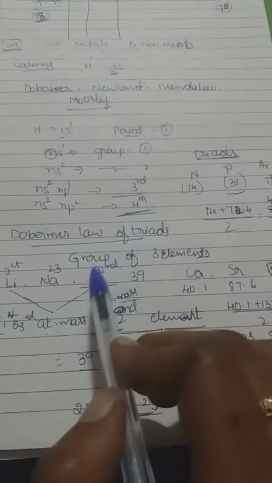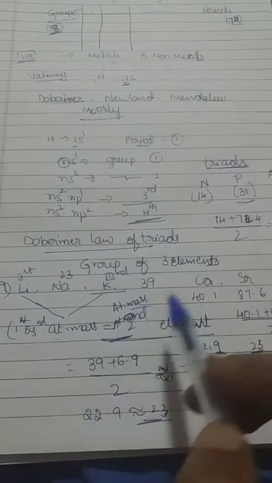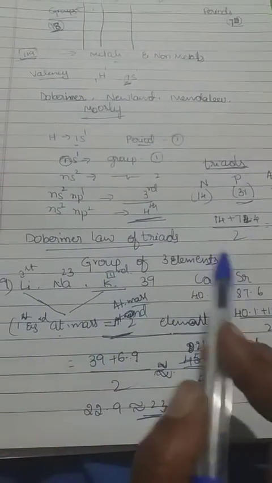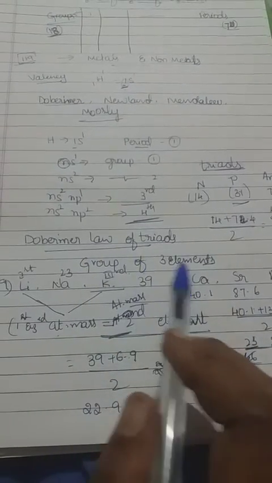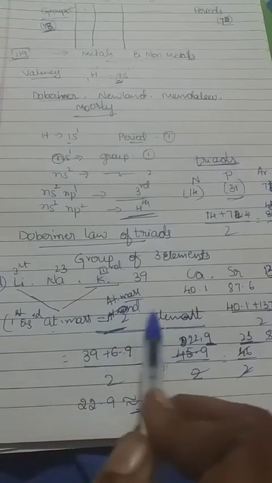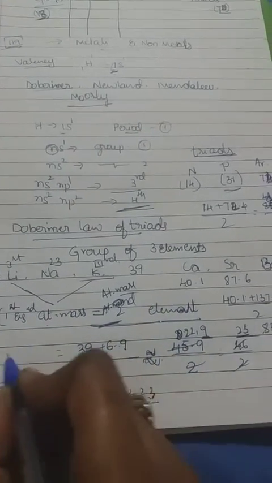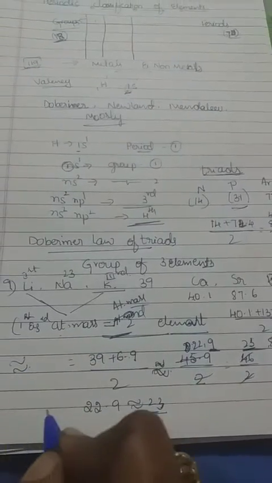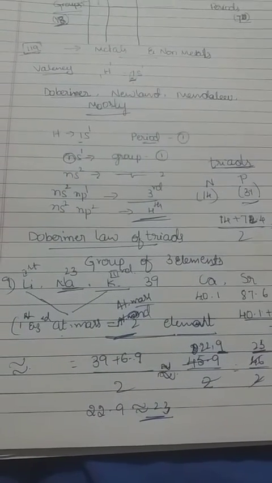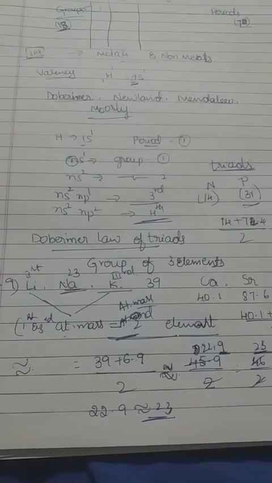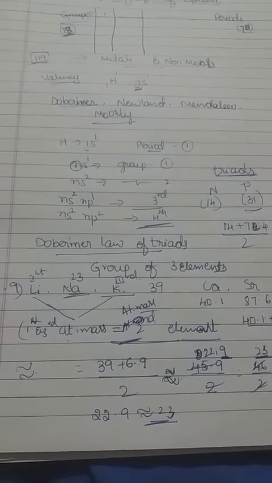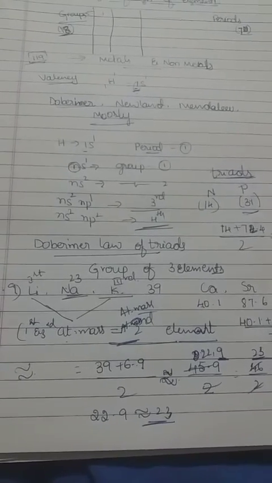Dobereiner was a chemist. The Dobereiner law of triads states that in a group of triads, a group of 3 elements, the average atomic mass of the first and the third element is approximately equal to the atomic mass of the second element. That is the Dobereiner law of triads. Once again, the average atomic mass of the first and the third element is approximately equal to the atomic mass of the second element. Hope you understand. Thank you all.